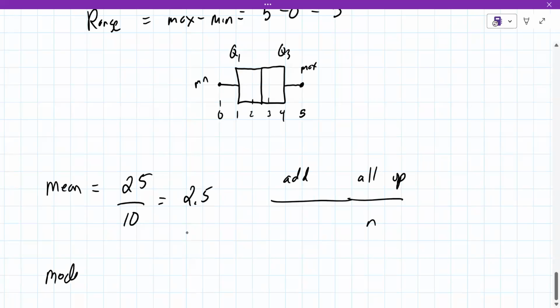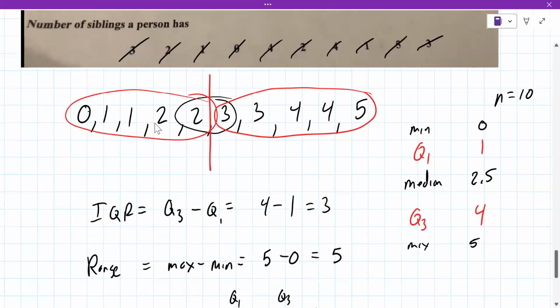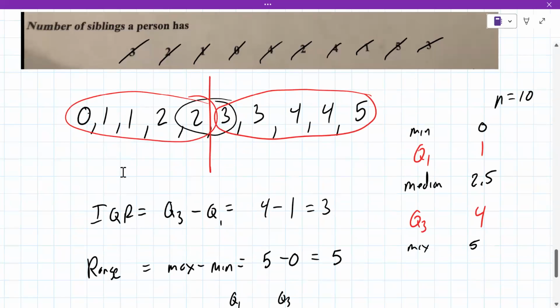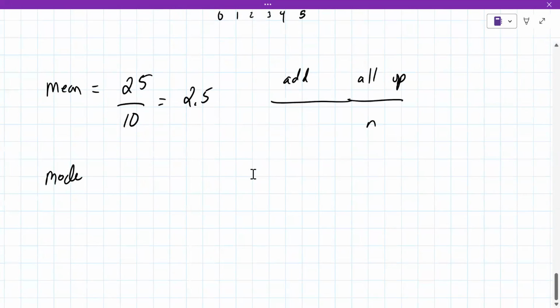The next thing is the mode. There can be more than one mode, and you're looking for numbers that appear more than once. That's another reason to do the ordered list. It makes it easier to see all the ones that appear more than once. Notice that 1 appears twice, 2 appears twice, 3 appears twice, and 4 appears twice. So there are actually 4 modes: 1, 2, 3, and 4.